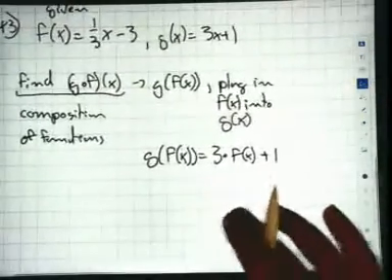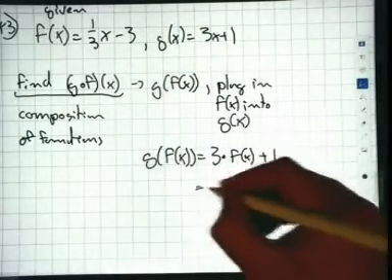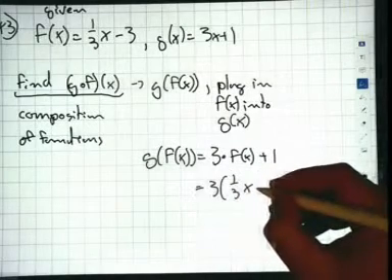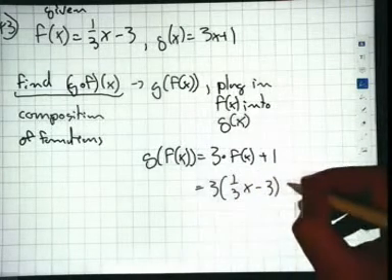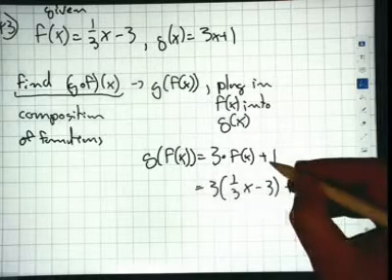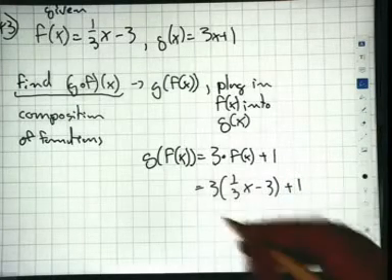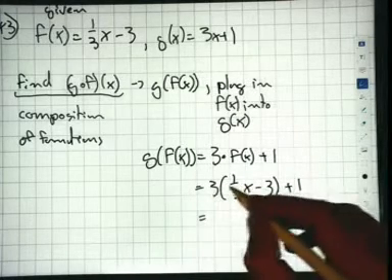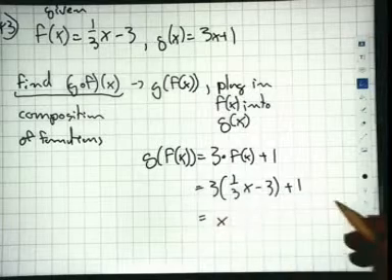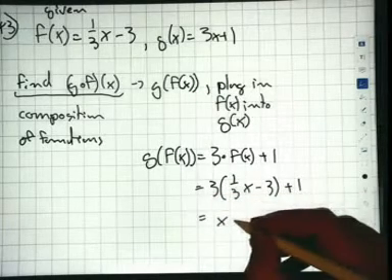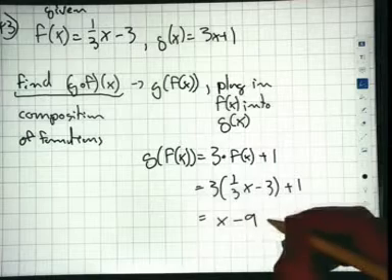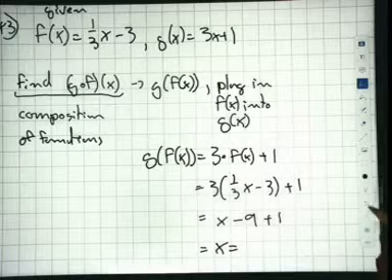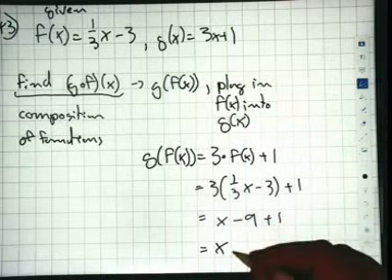Now this is where we start substituting. What is f of x? F of x is 1/3 x minus 3. Then we're going to add, don't forget that plus 1. Alright, so what do we get? 3 times 1/3. The 3's cancel out, that just leaves you with the x. 3 times negative 3 is a negative 9. Don't forget the plus 1. So that means we get x, negative 9 plus 1 is a negative 8.